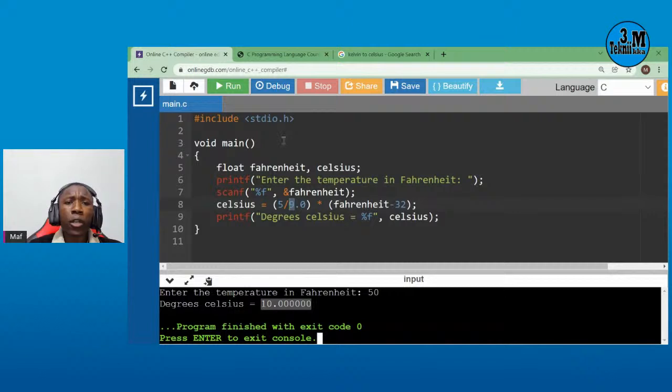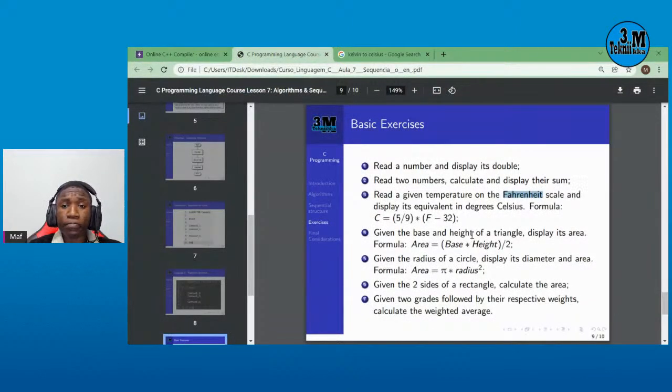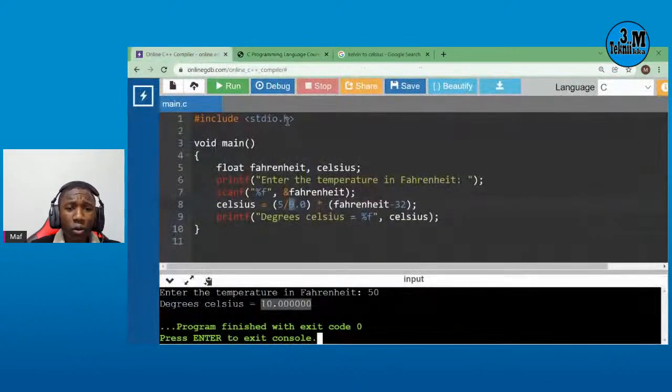That's fine. So let's move to the other exercise, which is: given the base and the height of a triangle, display its area. Yeah, you can calculate the area of a triangle and then the area of a circle. I know you can compute this. We can do this both together, calculating the area of a triangle, and then calculating the area of a circle. So let's go.